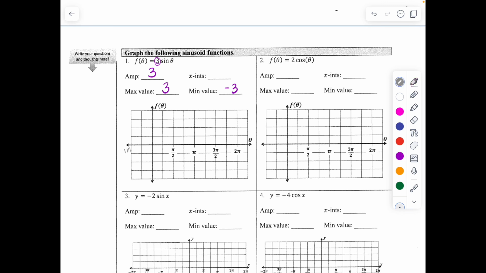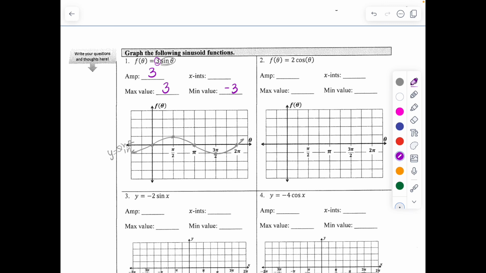If I graph just regular sine, I'm going to graph regular sine in gray. I know sine starts at 0, at pi over 2 it's 1, back down to 0, at 3 pi over 2 it's -1, and so on. So this is normal sine, okay? That's our y equals sine theta.